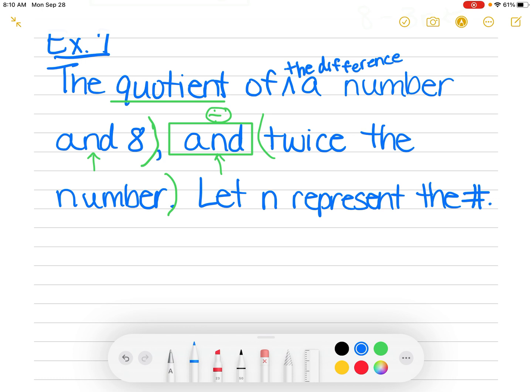Okay, so now I have two words that are like the sum, difference, quotient, and product. I have two of those words. I have the quotient and I have the difference. So you want to put the one that's closest to it. So the difference of a number and 8 is separate from quotient. Okay, so now I'm going to go down and do my little line, and I'm going to put the difference of a number and 8 on top, and then the and, this and, is the bottom part, or the division, and then we have twice the number, so that's going to be 2n. So there's my answer for that problem.